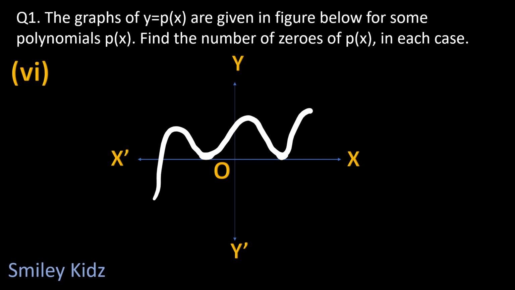Then we come across this graph. We have 1, 2, 3, isn't it? Now, this is point 1, point 2 and point 3 which are intersecting the x-axis. So again, we have 3 zeros. I hope you all understood the concept that if the graph intersects the x-axis at 2 points, then we have 2 zeros. If the graph intersects the x-axis at, let's suppose, 10 points, then we have 10 zeros.